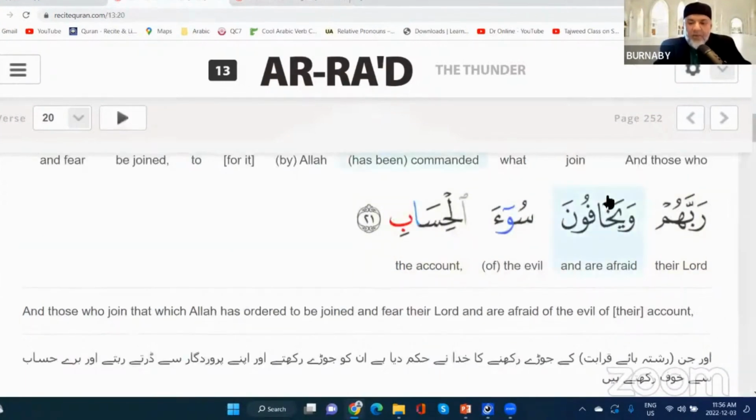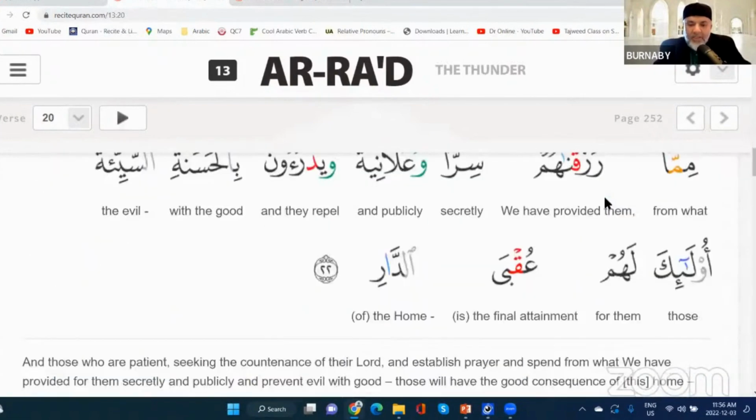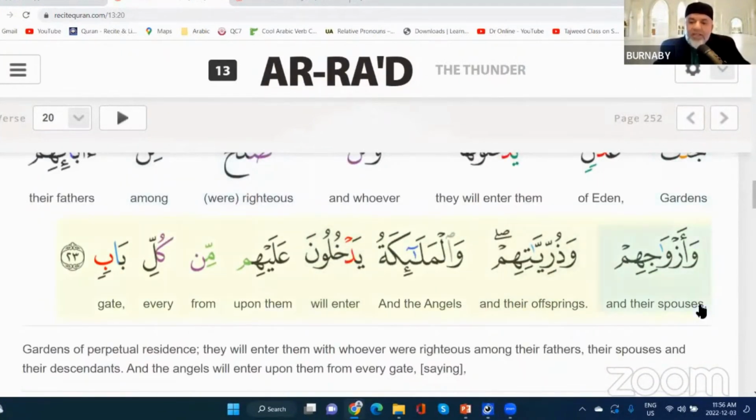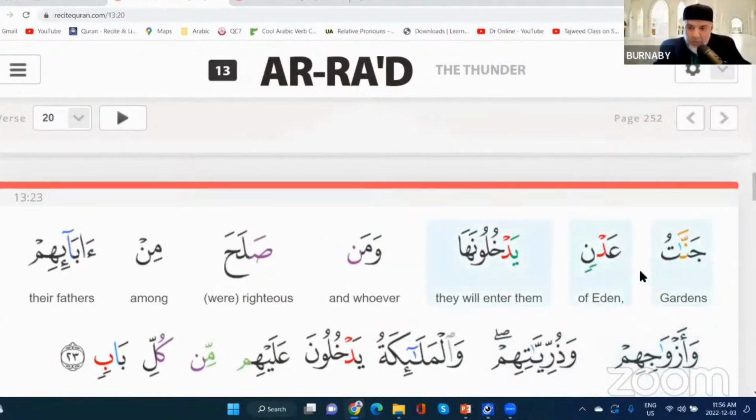Over here, look at this. When you have these qualities, what will we get? Jannatu Adnin, gardens of Eden. Yadkhulunaha, they will enter them. Wa man salaha, and whoever were righteous, min abaihim, among their fathers, wa azwajihim, and their spouses, wa durriyatihim, and their offspring. So not only will we enter alone in these jannahs, Allah subhanahu wa ta'ala will include whoever was righteous among our families, including our fathers, our wives, and our children, our progeny.